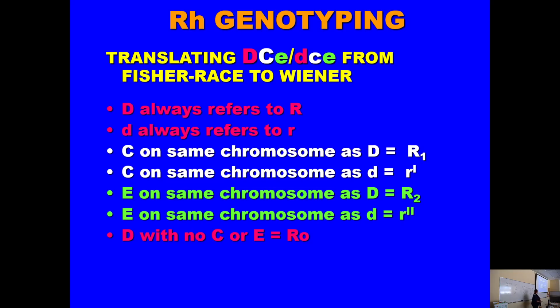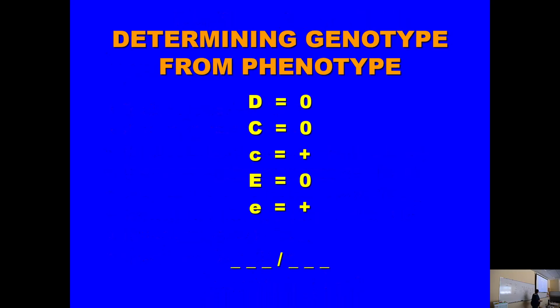Then the other one to remember is that big D with no big C or big E is R naught in the black population. That's the other one you need to know. And then this is what that one is. Big D with no C or E. Okay.